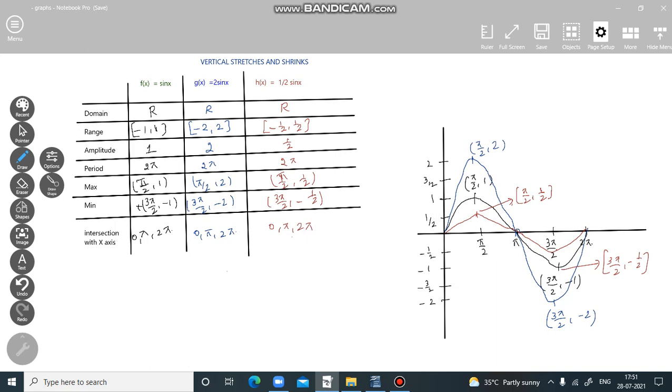So in general, when we have a parent function f of x equal to sin x and another function g of x equal to a sin x, we are able to see that when a is greater than 1, we get an elongated or stretched graph, and when a is less than 1, we get a compressed or shrunk graph. That is all about the vertical stretching and shrinking of the sine graph.